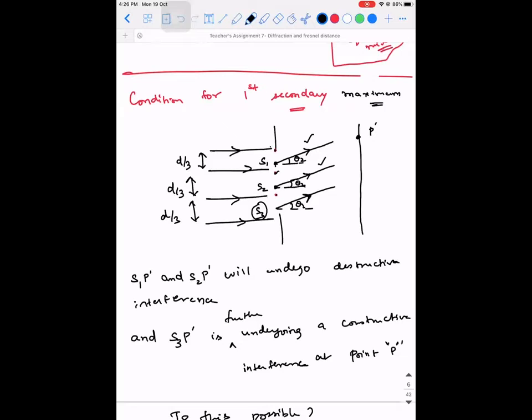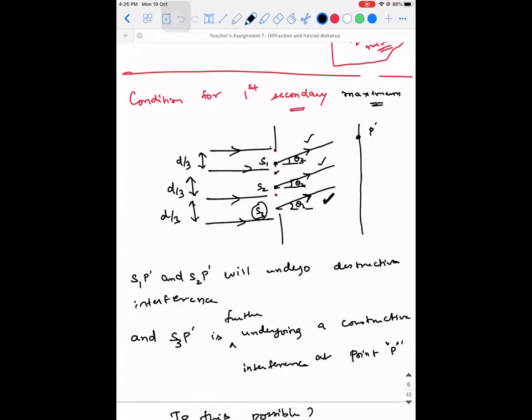Now think of the logic. If S1P' and S2P' are going and meeting on the screen in such a way that they're forming a dark spot, so now have in your mind, from S1P' and S2P', the lights have got cancelled out. So what is there on the screen? You have a dark spot. To the existing dark spot, if there is some amount of light coming from the third slit and falling on the screen, what would have happened? Bright spot will be there. You will have a bright spot, but a less intense one. Is that clear? Does it make sense?